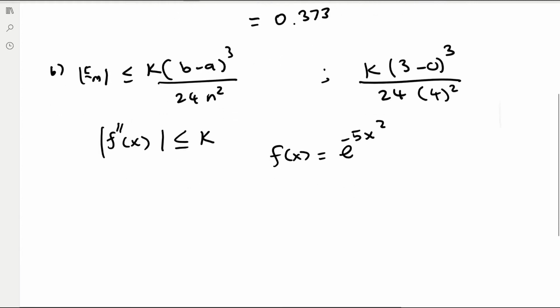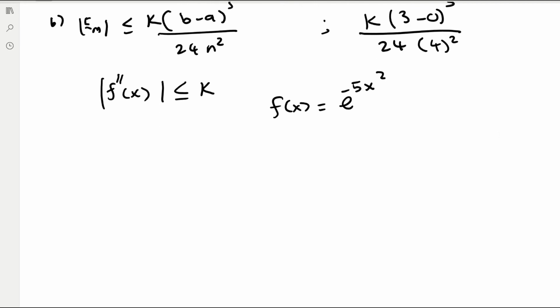Now let's find the second derivative. I'll show you how to find it. This is from Calc 1, but I'll show it to you. Here you have to use the chain rule, because you have a function inside another function, so you differentiate what you have inside. The derivative of negative 5x squared is negative 10x: you take the 2 out, negative 5 times 2 is negative 10, and you subtract 1 from the 2. Then it's negative 10x times e to the negative 5x squared, because the derivative of e to the power is the same.